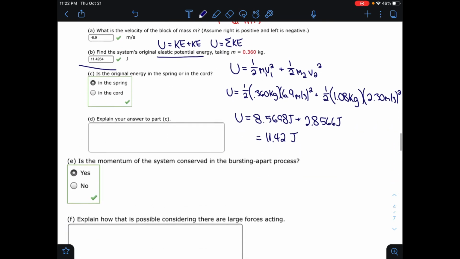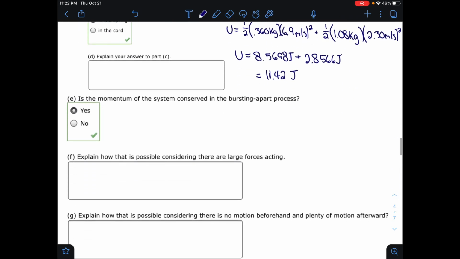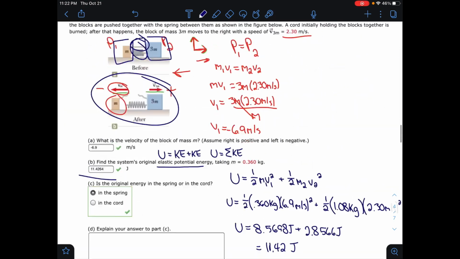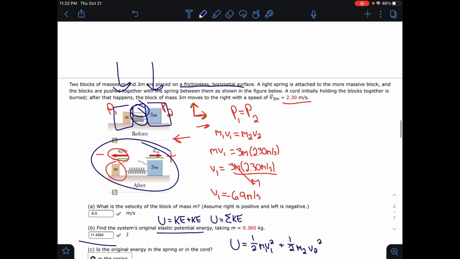Is the system conserved in the bursting apart process? Okay. Yes. Explain that as possible. So we're on a frictionless surface, and it's horizontal. So there's no angles. So gravity's only working this way. Gravity's not working at an angle, causing deceleration or acceleration in any sort of way. We're not looking at air resistance, so air resistance is not going to cause anything. There's no friction, so energy can't be lost as heat.